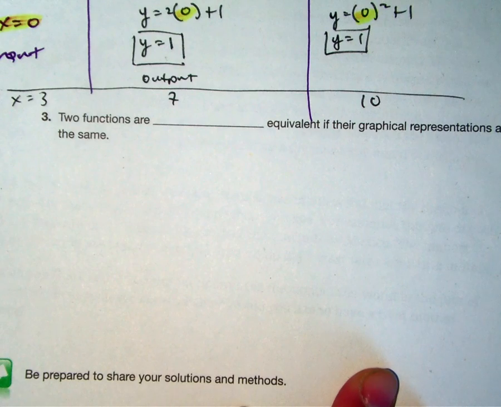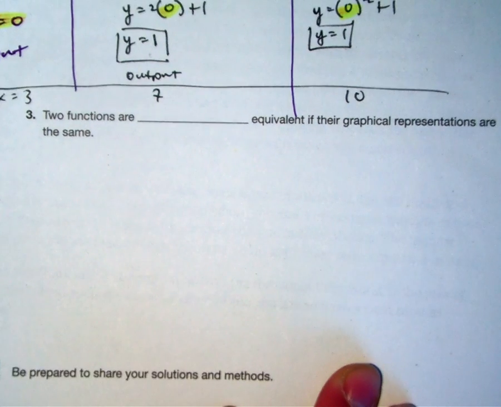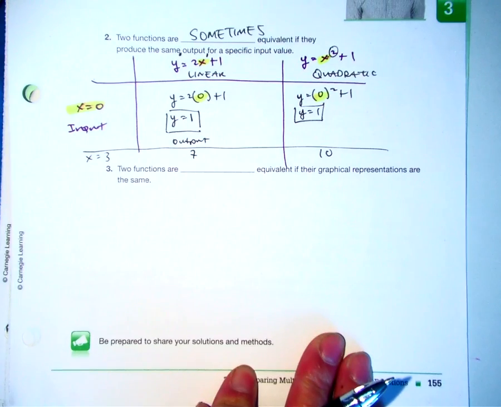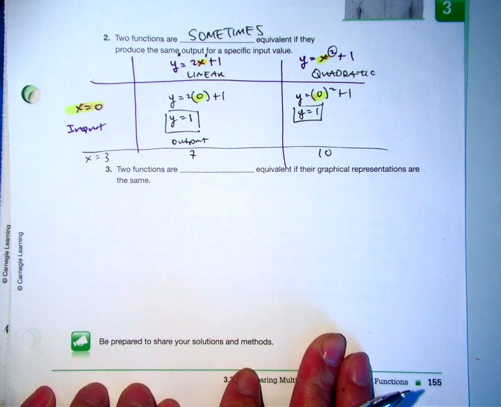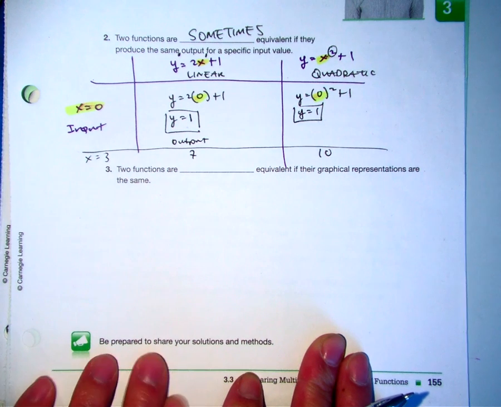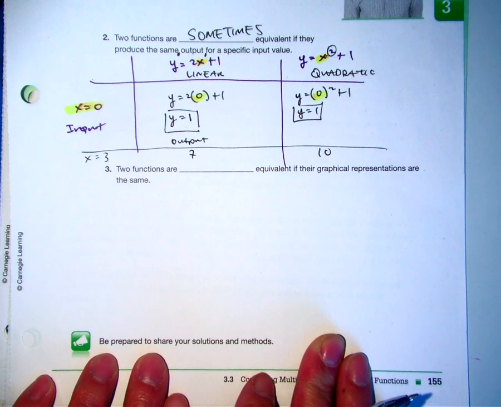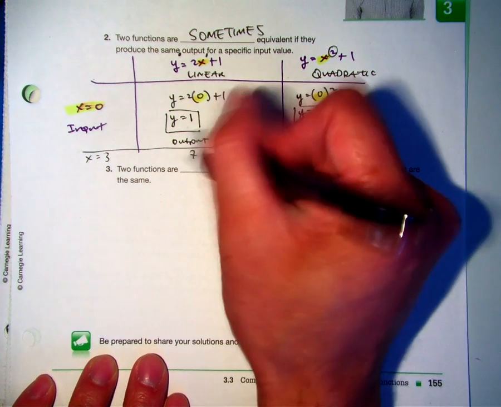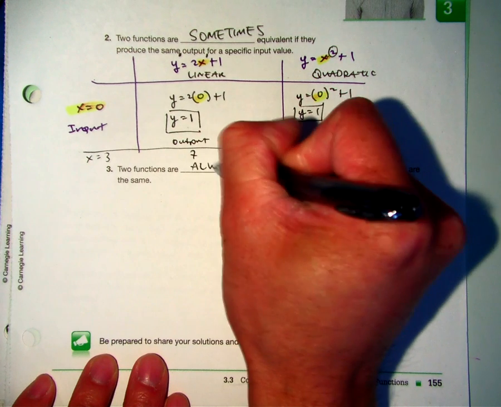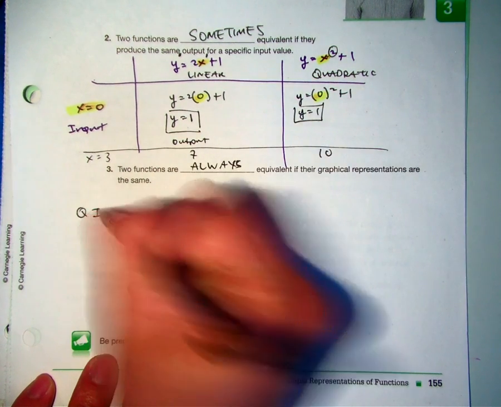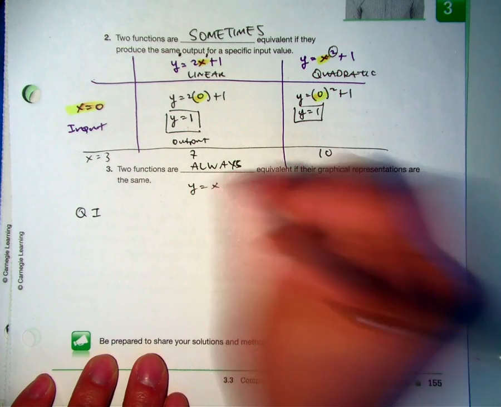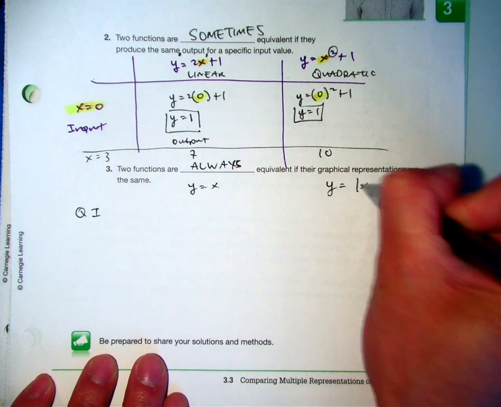Alright, let's look at number 3. Dylan, read for us number 3. Two functions are equivalent if the graphical representations are the same. Your answer? The answer is always. Let me show you guys a hint. Copy this down.